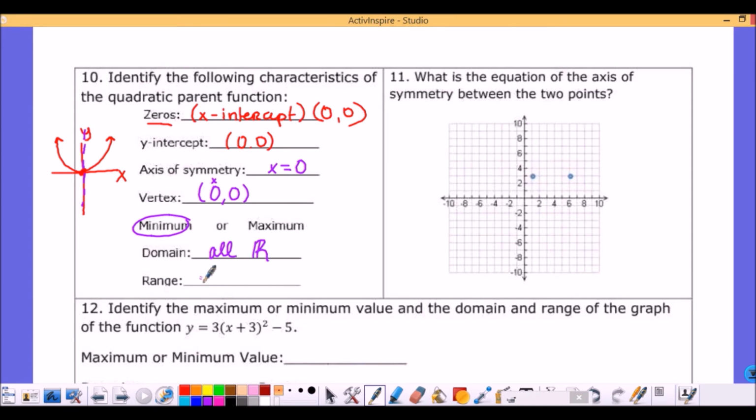And then the range is y is greater than or equal to 0 because the y value matches the y value here in my vertex. So let's take a look at number 11.